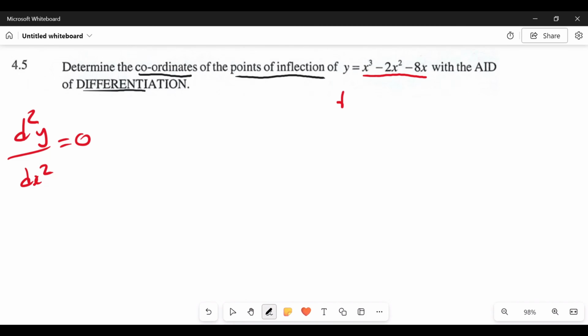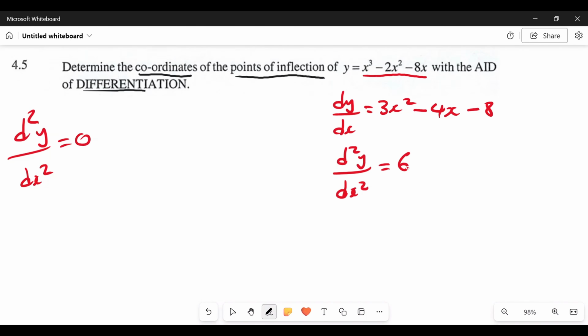So when you do the first derivative, dy over dx, we must use the standard derivative. The first term is going to be 3x squared minus 4x. And the last term is going to be minus 8. So this is the first derivative. Now the second derivative, d squared y divided by dx squared: the first term is going to be 6x minus 4. The last term is going to give us 0 because it's a constant.